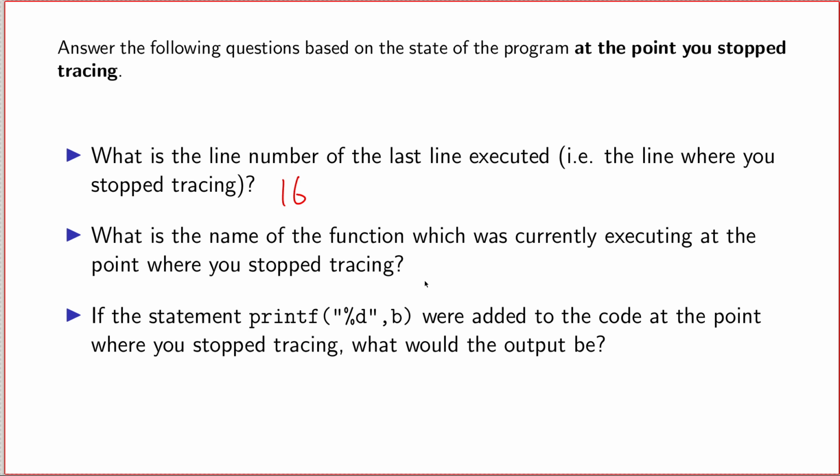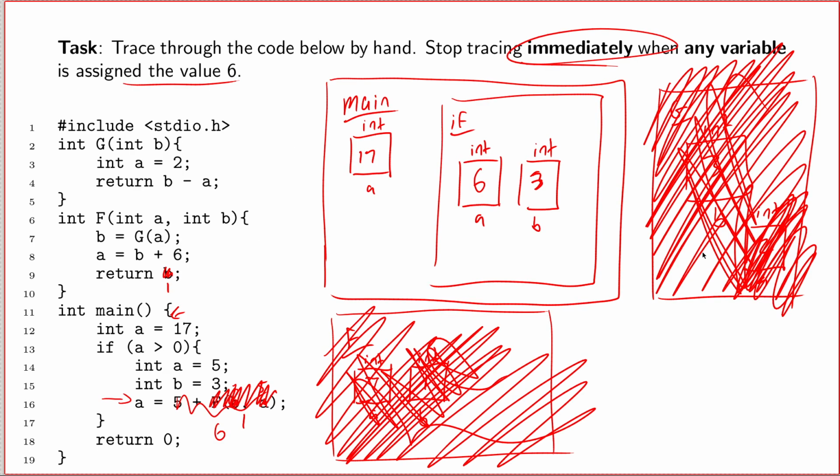What is the name of the function that was currently executing at the point where I stopped tracing? Now, this is a terminology thing. I'm actually expecting some people to try and argue with me about this kind of question after the midterm. But this actually is unambiguous, and that's why we have to be able to answer it. Currently executing. When I did that last assignment, when I modified the value of a in here, what function was I in? I was in main.